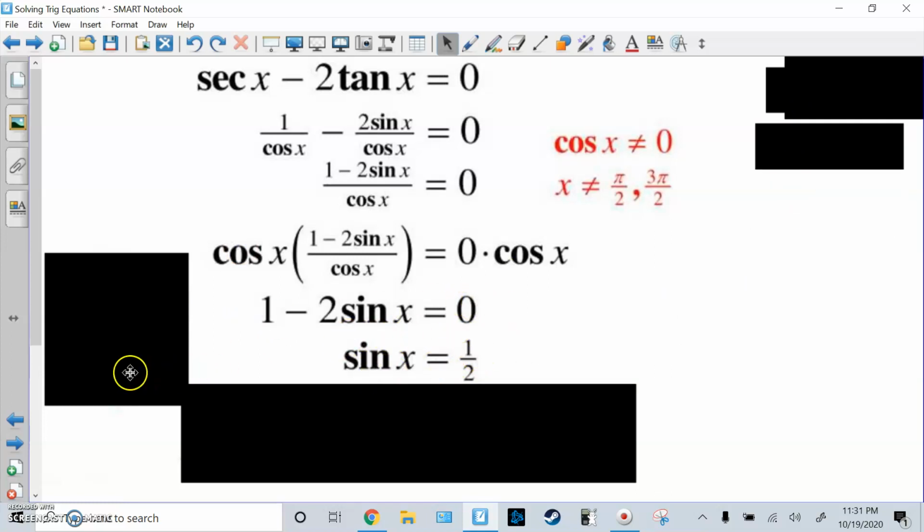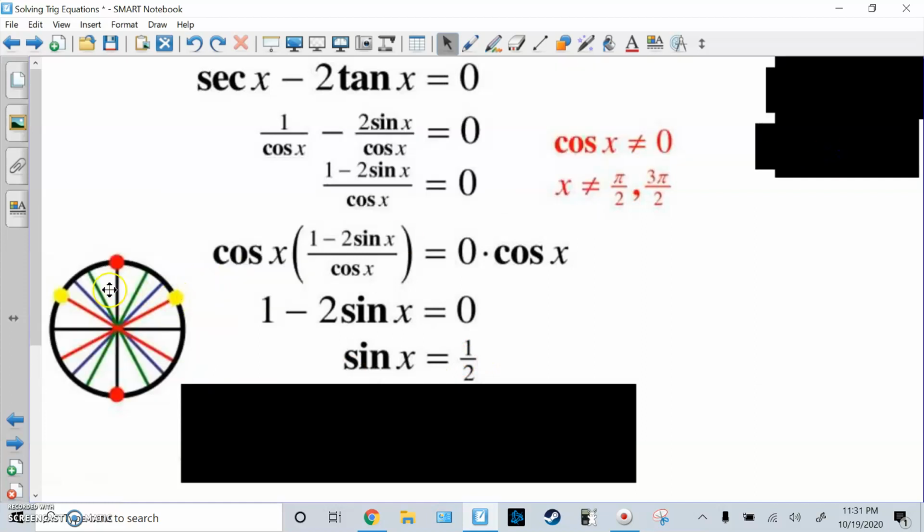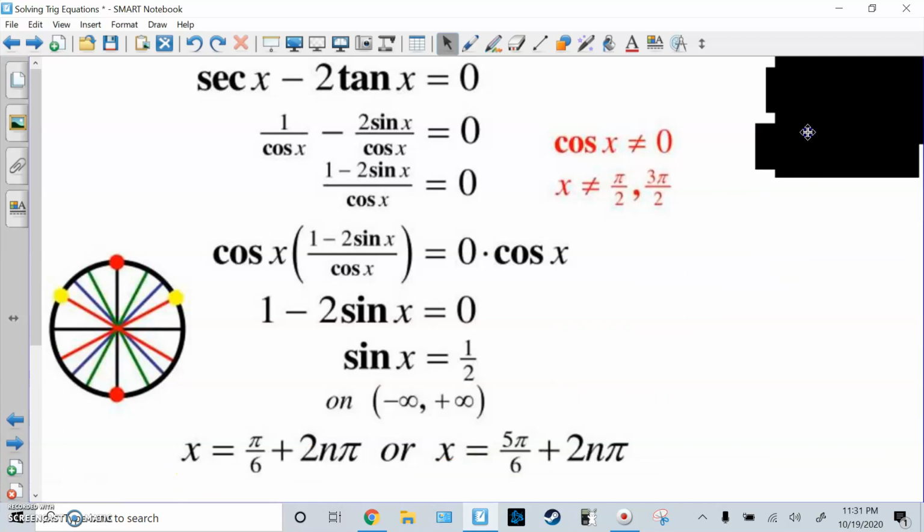You can subtract 1, divide by negative 2. Sine of x is positive 1/2. Where's sine of x positive 1/2? It's right there and there. And remember, these are restrictions. Alright, so if you want the entire general solution, you're going to add 2 pi n to both of those. If you just want from 0 to 2 pi, just pi over 6 and 5 pi over 6.